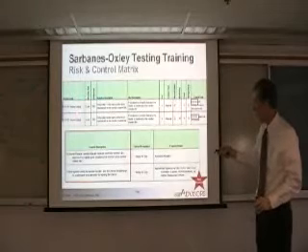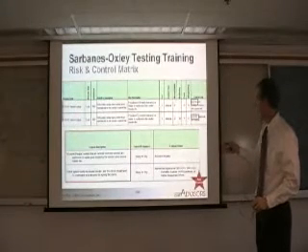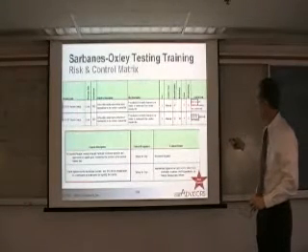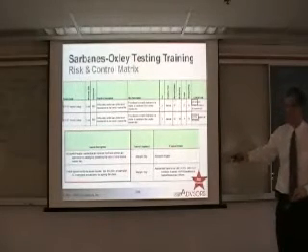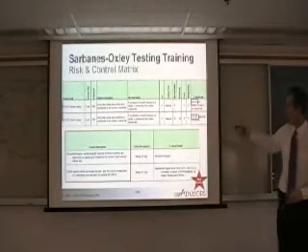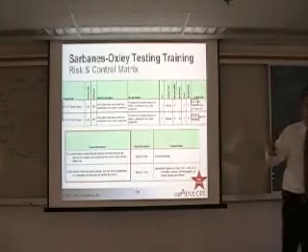Here's the process name. Here's the risk. Here's the control. And then this is a control number. And here's a description of what the control is. Basically the same thing as over there. And these numbers will cross-reference to the flow chart.